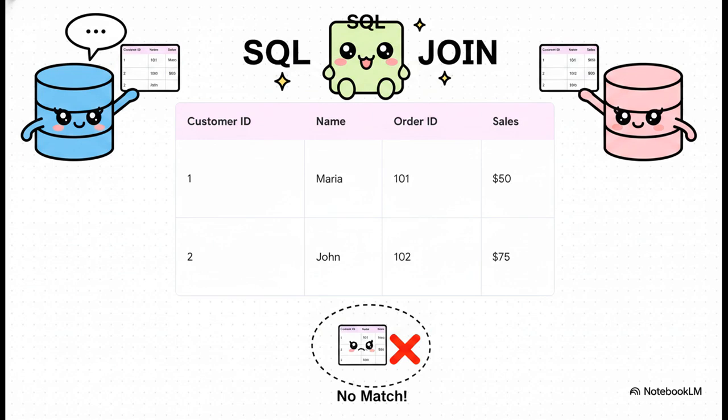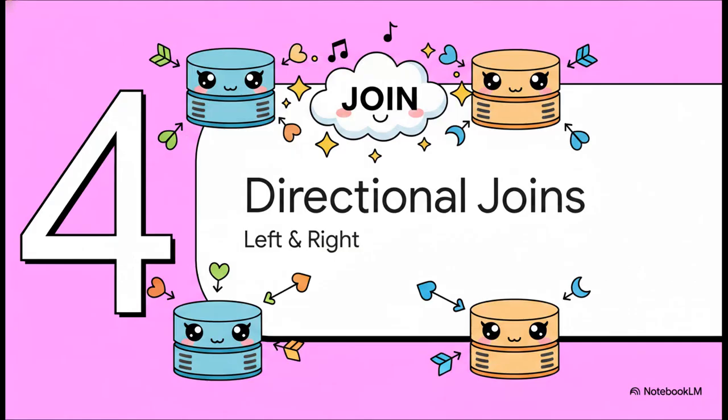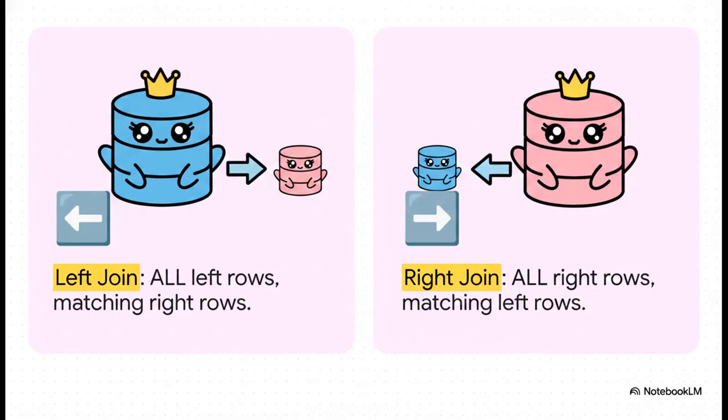If there was, say, a customer ID 3 who hadn't bought anything, they wouldn't be anywhere near this list. An inner join demands a perfect match. All right, part 4, directional joins, specifically left and right. Because what happens when we want to keep all our data from one specific table, regardless of whether there's a match? Well, this is exactly where the spatial order of your tables in your query becomes incredibly important.